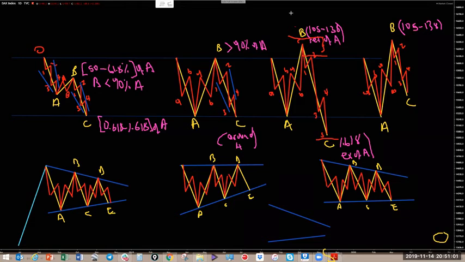In a running triangle, this is what happens. You will have this string coming here like that. That is what it looks like there. And then the triangle starts with A, B, and B goes beyond the end of the string, similar to the running flat. And then it comes back like that.